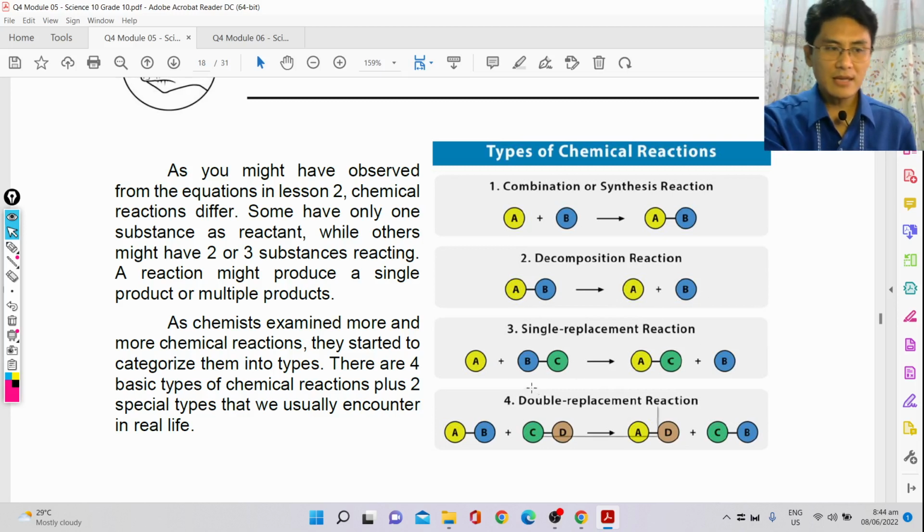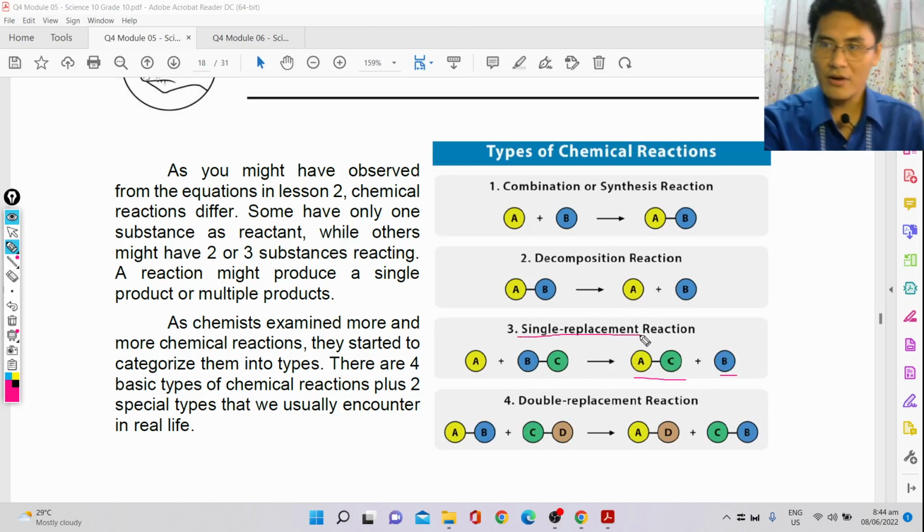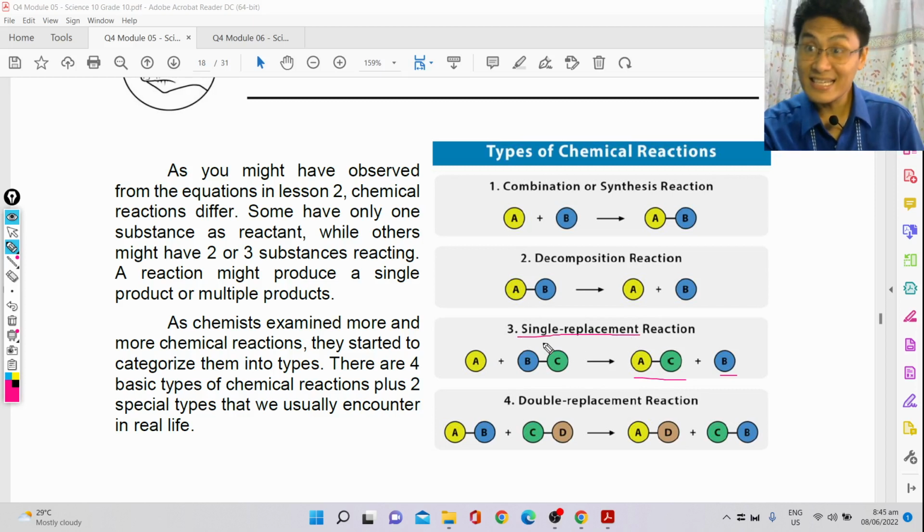A single replacement is like this, right? B and C are bonded together, A comes along, and then A replaces B. So now instead of BC, it's now AC, and B is displaced. Instead of B being bonded to C, B is now displaced, and A replaces it. So that's why it's called a single replacement reaction. In other books, it's also called a single displacement reaction because it's really like that.